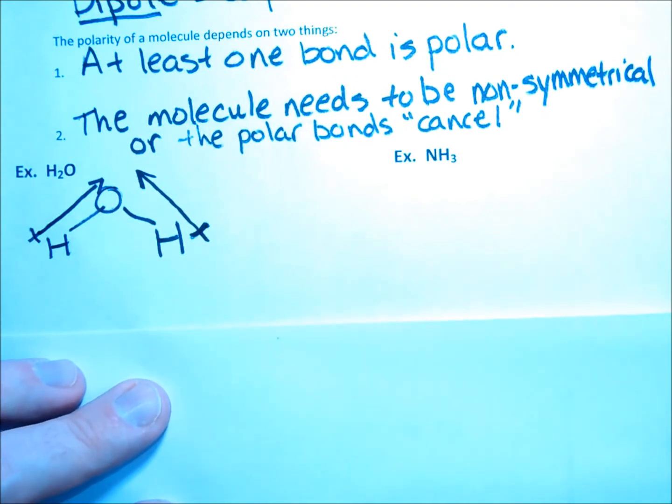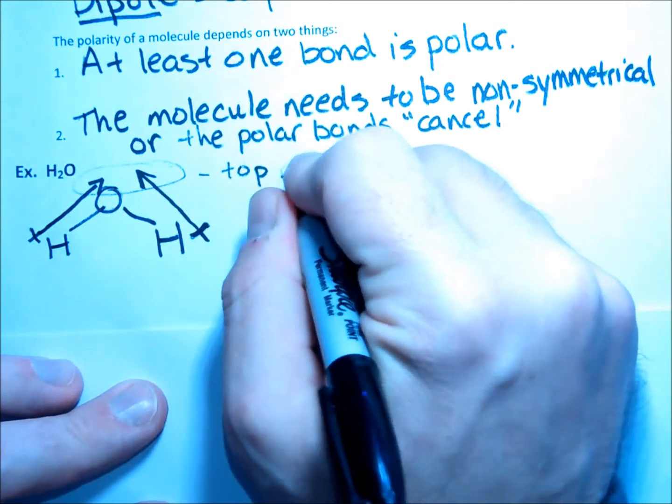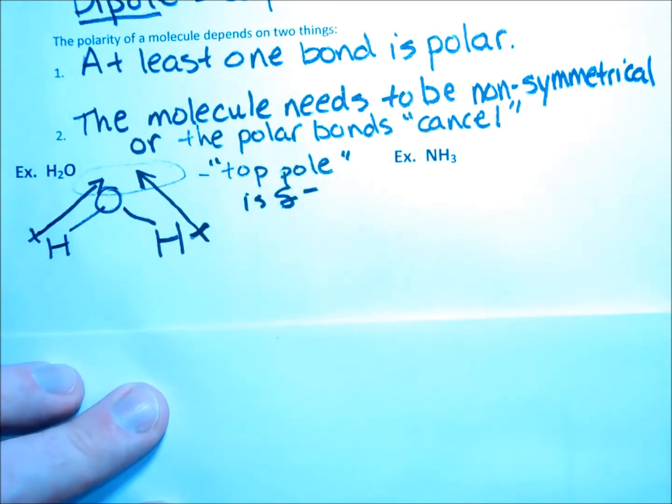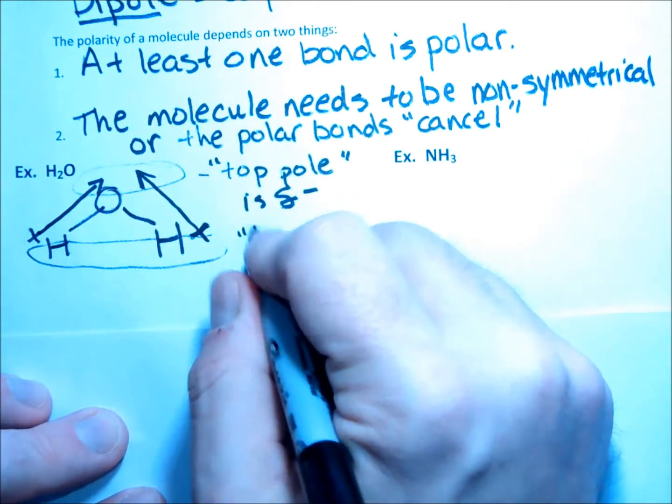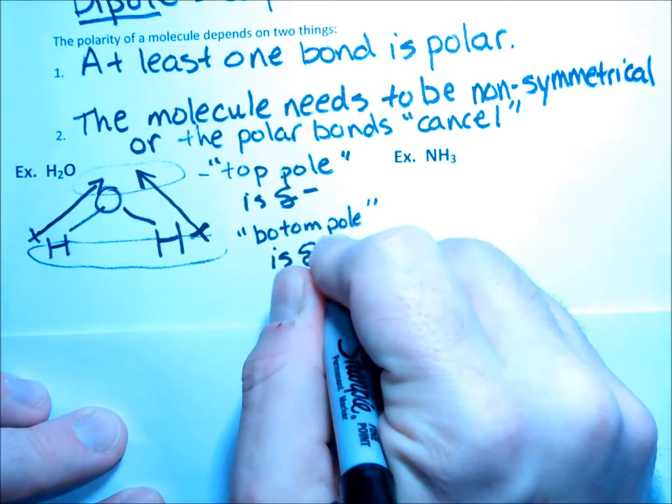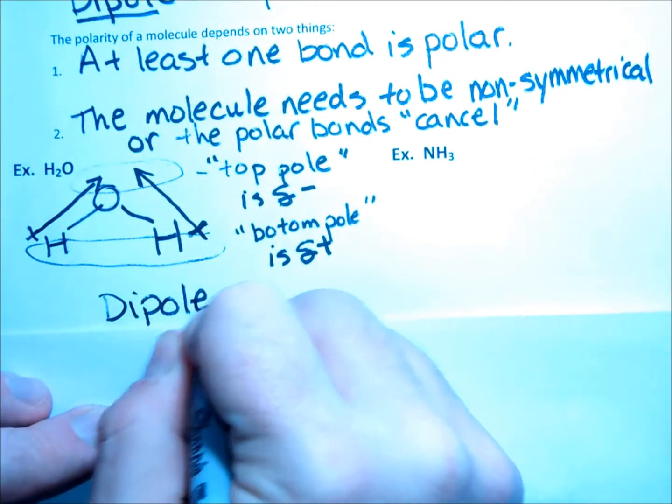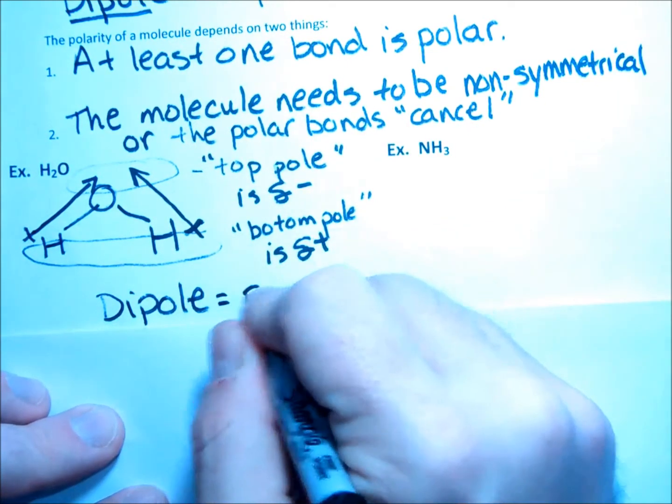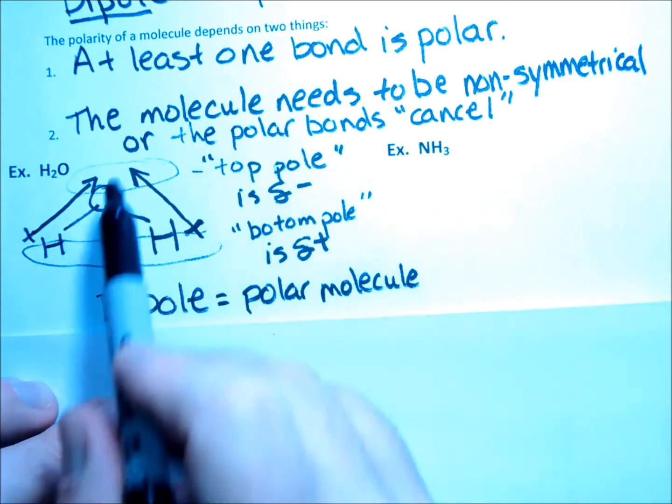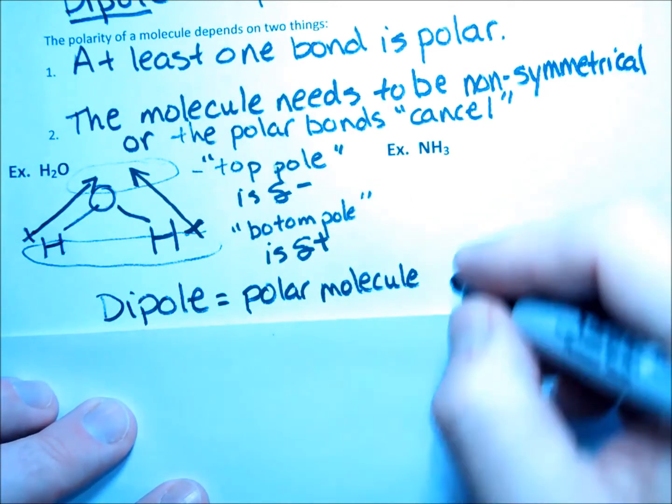So now, we have a polar bond. Do we have a polar molecule? Do we have a dipole? Take a look up at the top. Your top pole is partially negative. Your bottom pole is partially positive. So you have a dipole. That's a polar molecule. Partially negative pole on top, partially positive pole on the bottom. Polar molecule.